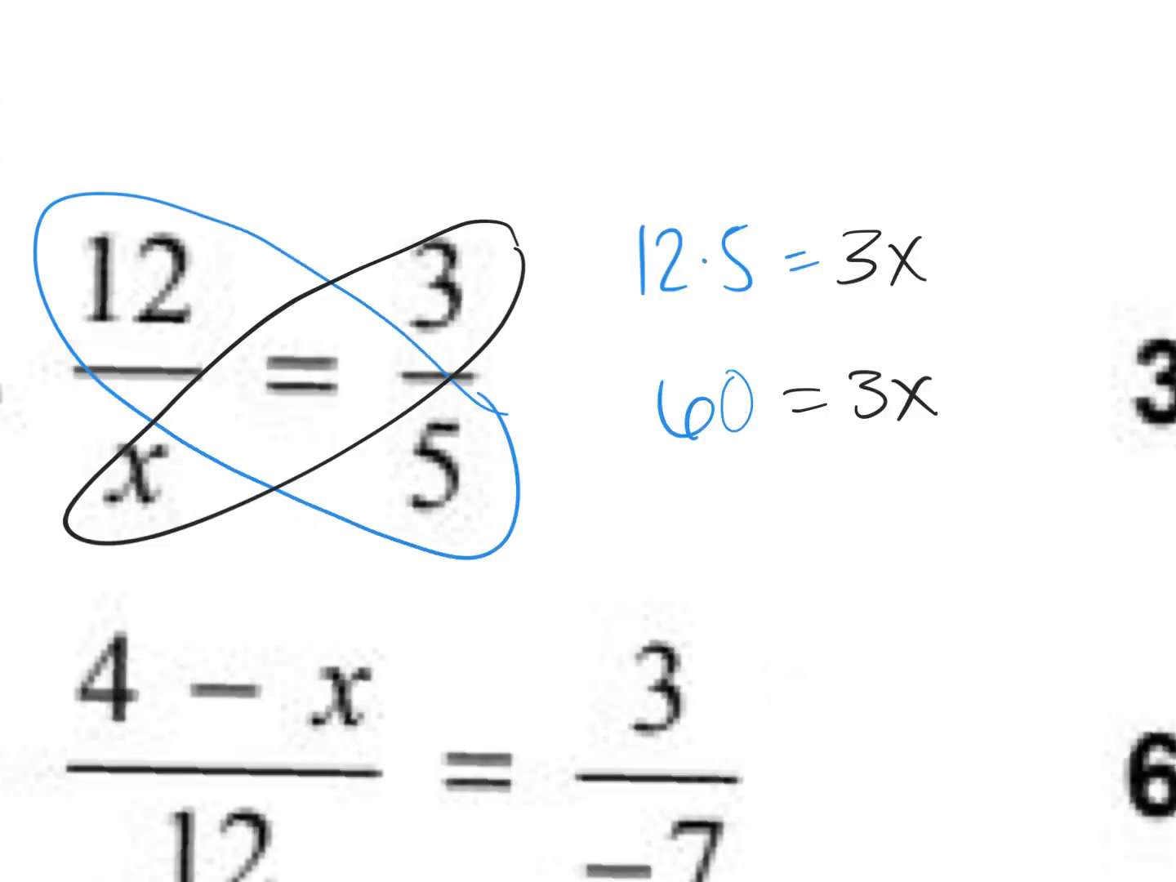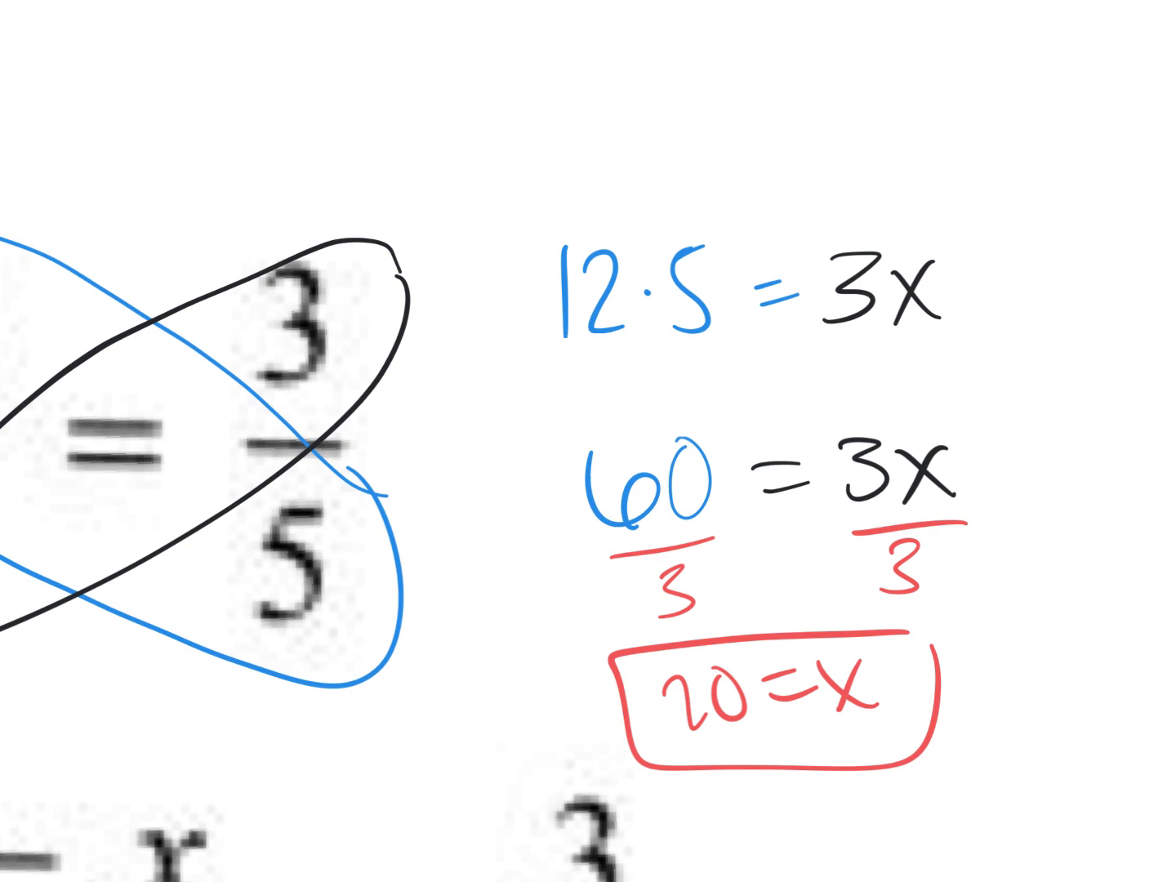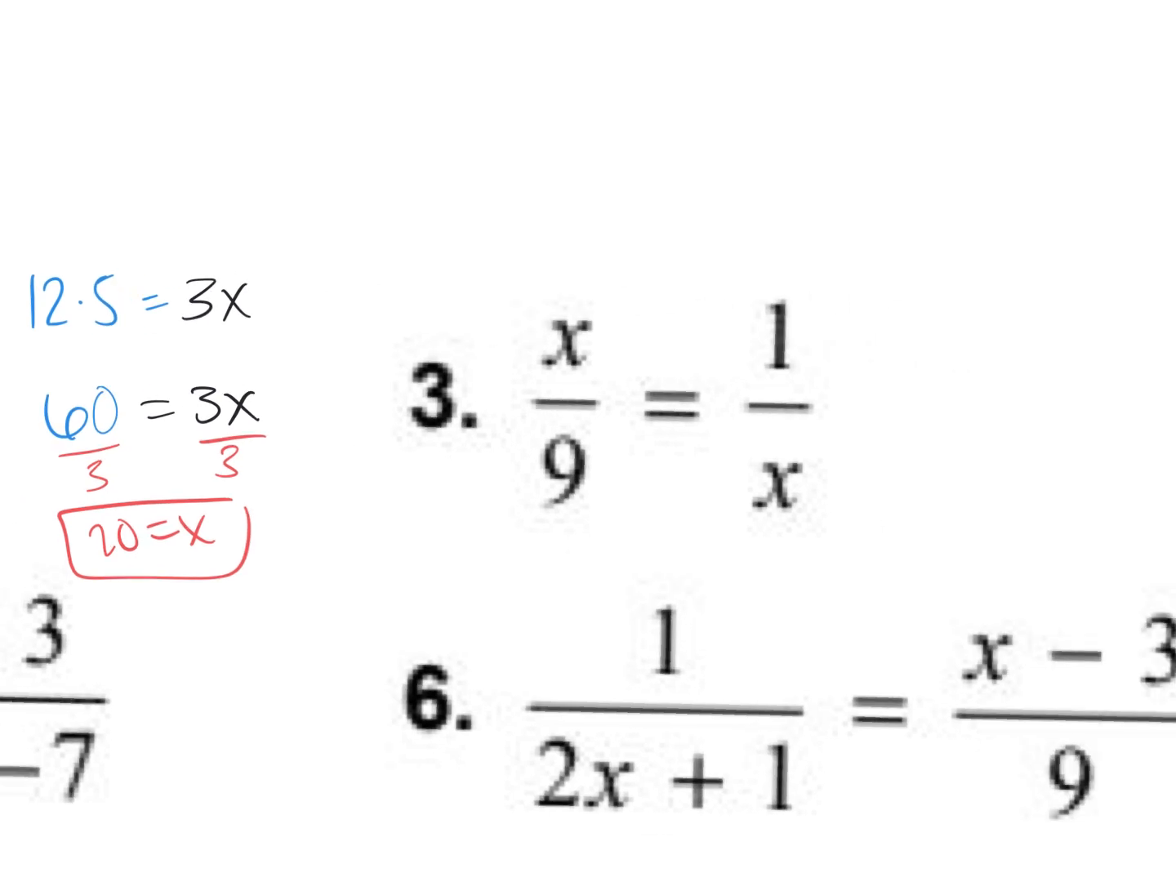Okay. So x equals 20. You divided both sides by 3, and you got 20 equals x. Guys, not terrible, right? Stop freaking out. It's not worth it. You can do it. You got to believe. All right. Number 3.